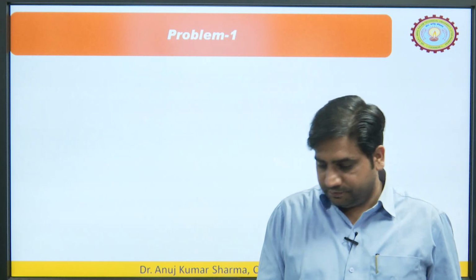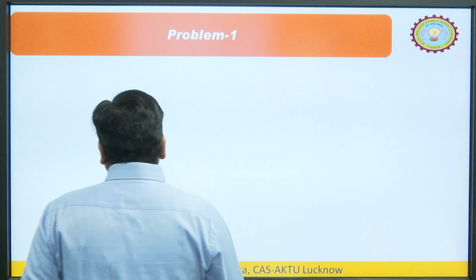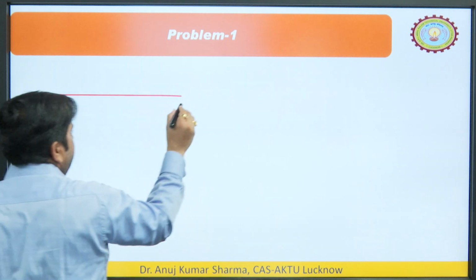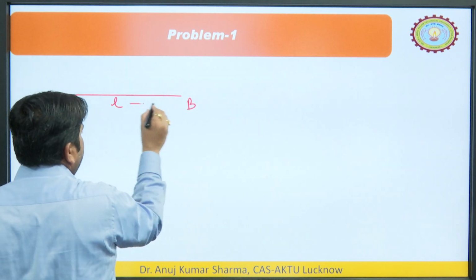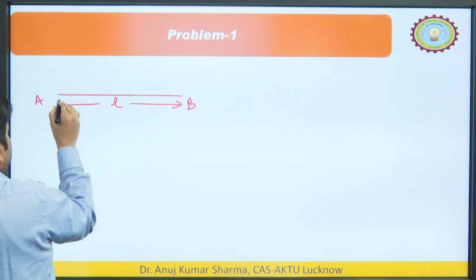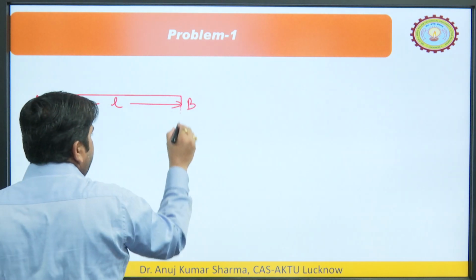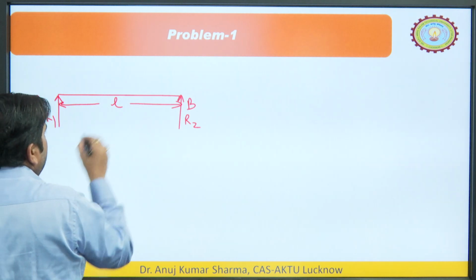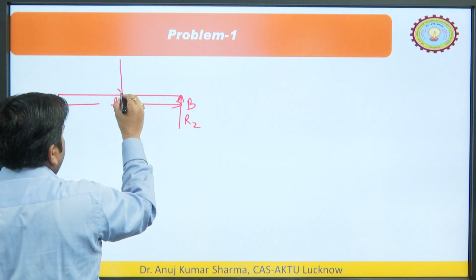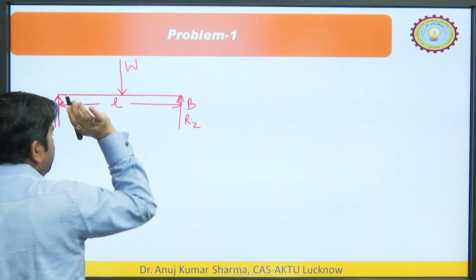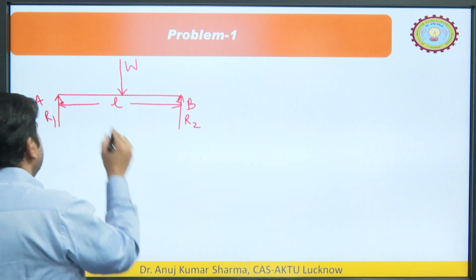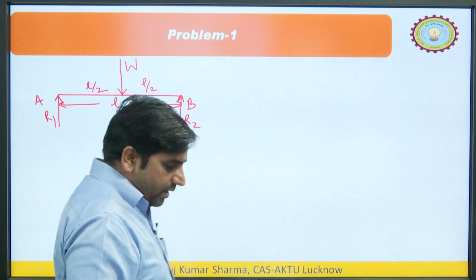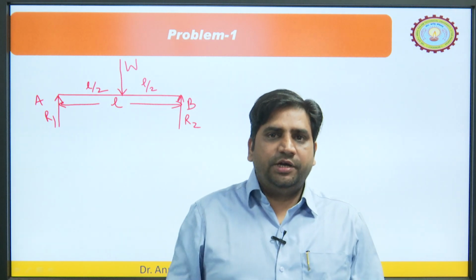Now, we will take some problems. Let us start with a very simple problem. Let us say this is the beam AB whose length is L. Let us say it is simply supported, so it is supported by two supports. Let us say this support is R2, this support is R1. This is a very simple situation where we are assuming that this is the load W which is acting at the midpoint. So, this distance is L by 2, this distance is L by 2. And I have already told you, or if you have not attended my previous lecture.